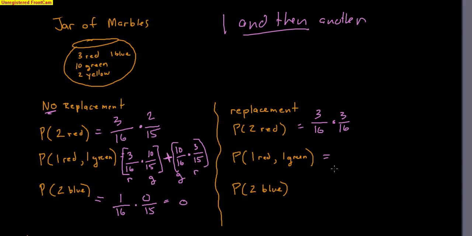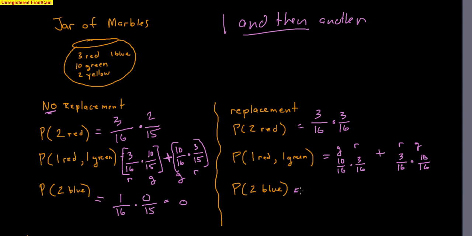1 red, 1 green. Well, once again, that could be green first, then red, or red first, then green. You do have to take order into account here. So there's 10 out of 16 green, and then you put it back in because you replaced it, and there are 3 out of 16 red. Plus, because there is another option, you could get 3 out of 16 red first, and then your 10 out of 16 green. But my denominator stays 16 because I'm putting the marble back.